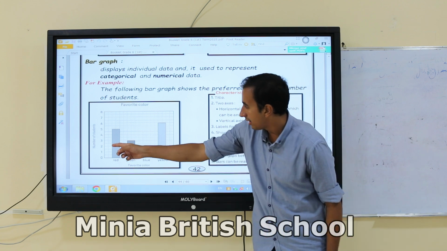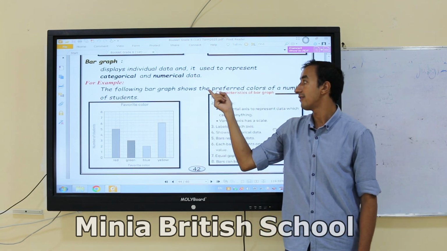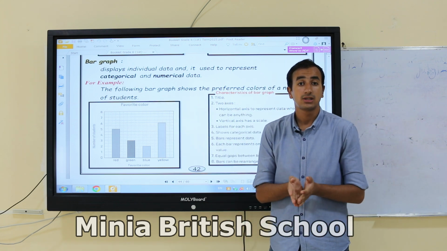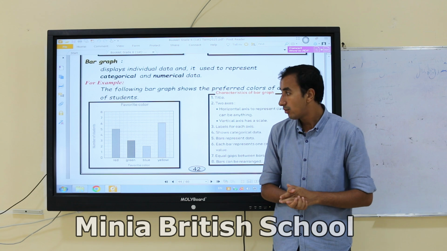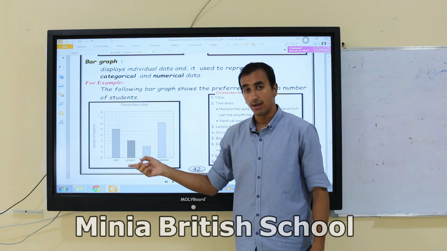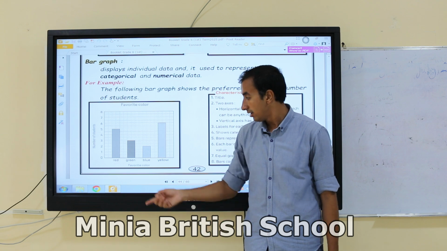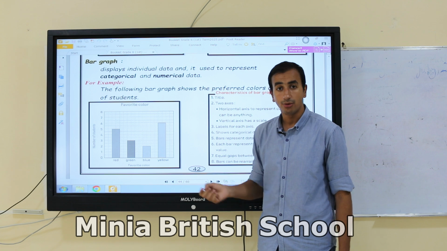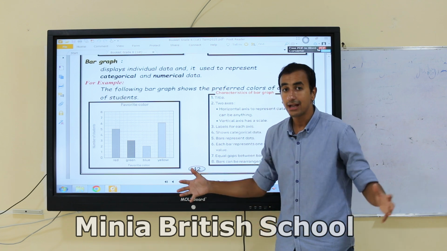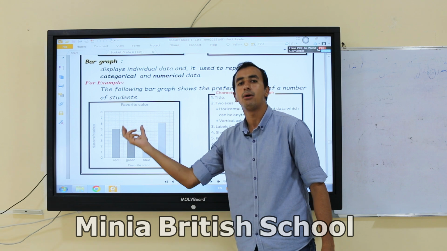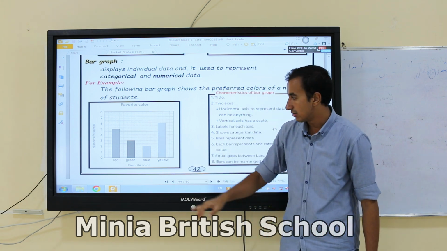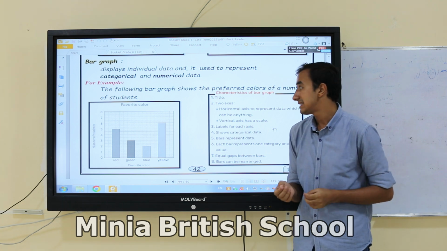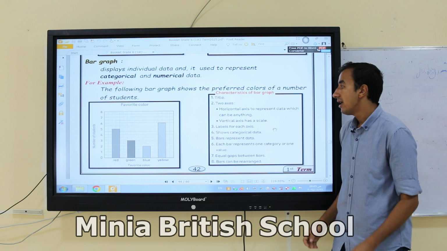Here, for example, the following bar graph shows the preferred color of a number of students. So if I ask you what is your favorite color, someone tells me my favorite color is red. Another one, my favorite color is green. Another one, blue. Another one, yellow. So I can collect this data to represent the bar graph. Here, how many students? It's called a bar graph.